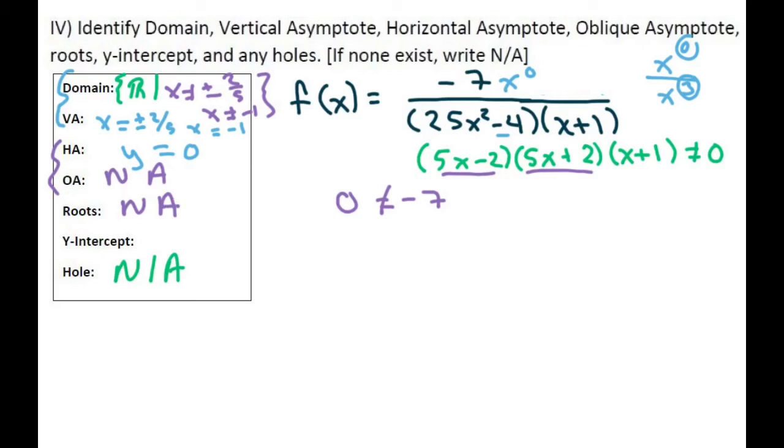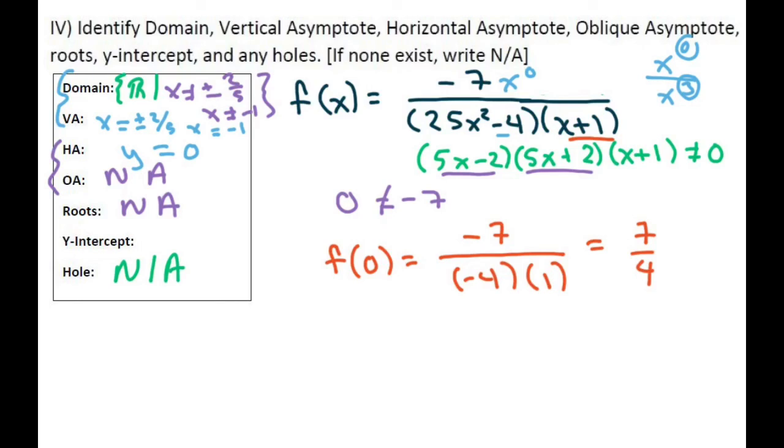And on our y-intercept, you set your x's to 0. So we do f of 0 equals negative 7 over, if you set this to 0, you'll get negative 4. And put a 0 in there, you get 1. So that's going to be 7 over 4. So when x is 0, y is 7 over 4.